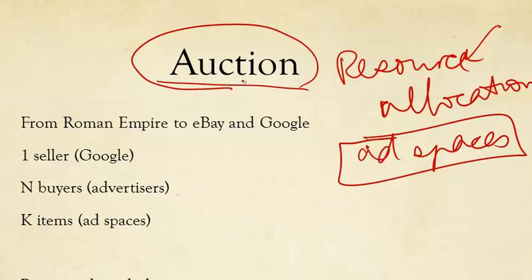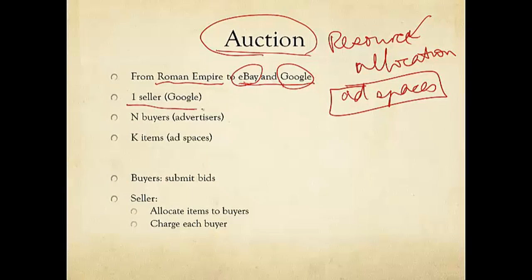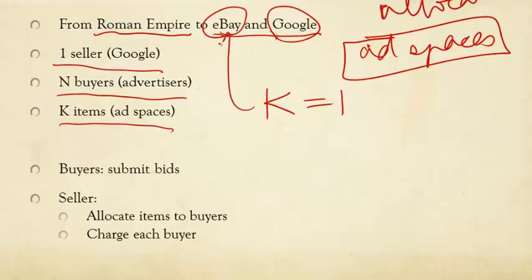Now, auctions have been used for over 2,000 years. They were used in the ancient Roman Empire, and of course today they're used very heavily on platforms that we all know, like eBay in the US and Google's search sponsored content. So in these kinds of auctions, we have just one seller, say Google, with N buyers and advertisers and K items, say K advertisement spaces. We will first focus on the case of K equals 1, which perhaps suits eBay modeling better, before we generalize to any number of items.